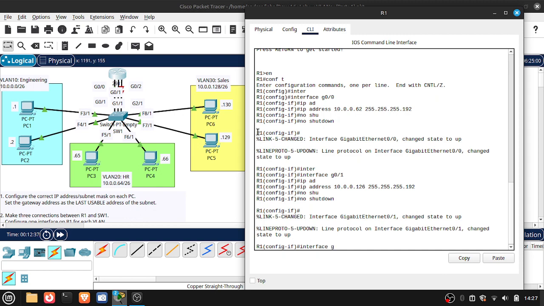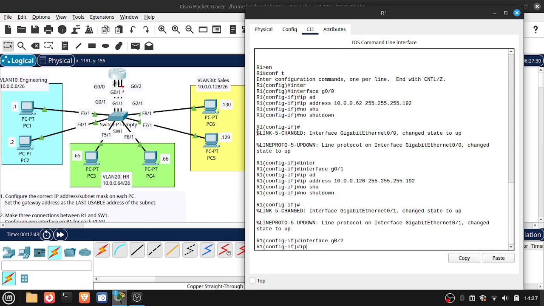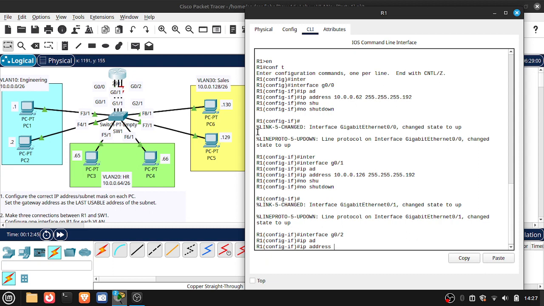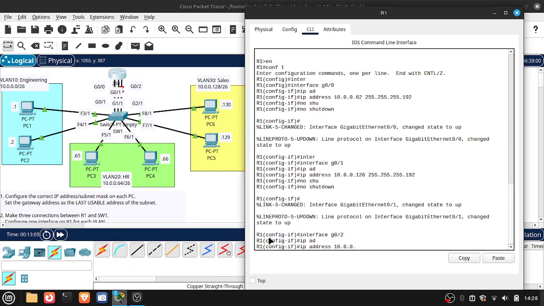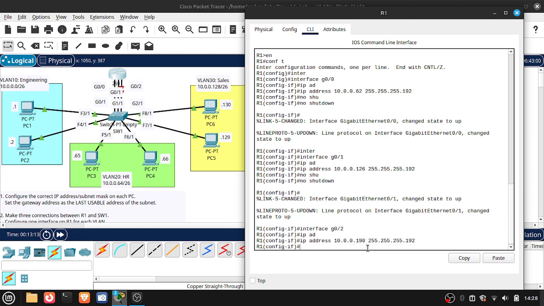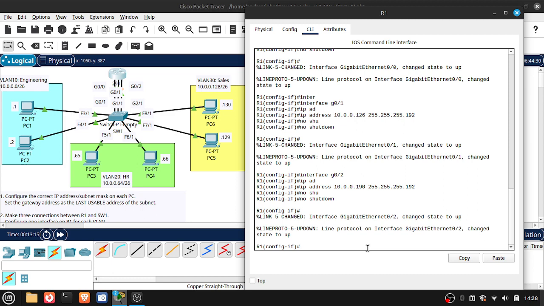Gigabit 0/2, IP address 10.0.0.190. What do we say? I don't remember. Let's check here in the PC. The gateway is 190. Okay, 255.255.255.192. Now no shutdown. Okay.